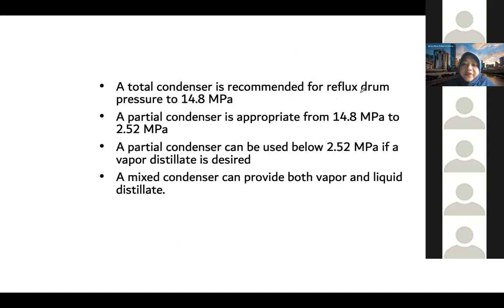Okay, this is a rule of thumb: the total condenser for the reflux drum is around 14.8 megapascal. The partial condenser is between 14.8 and 2.55. Again, why we use this is based on the vapor liquid equilibrium. We have to check which one is the bubble temperature or which one is the dew temperature. And the mixed condenser can provide both vapor and liquid distillate.